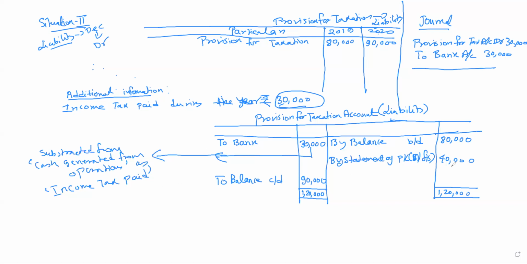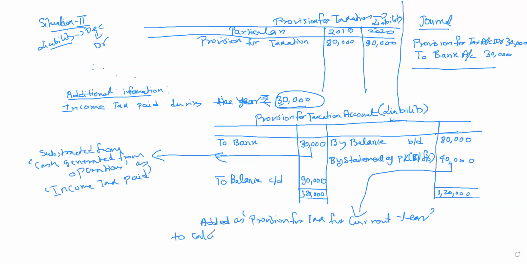Is this clear? And this 40,000 that you have calculated, ये जो 40,000 आपने जो calculate किया, the balancing figure, this will be added as, within single inverted comma, provision for tax for current year to calculate net profit before taxation. Is this clear to all of you students?